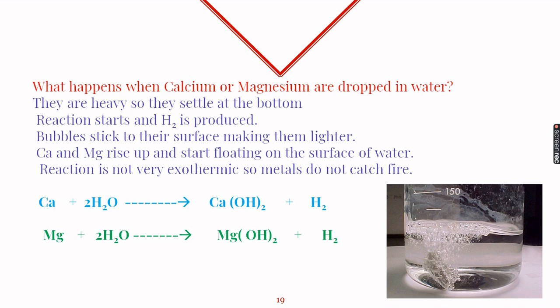When we drop calcium and magnesium, which are not so reactive, the reaction is not that exothermic. So first they will go and settle at the bottom because they are heavier. The reaction will start, and bubbles of hydrogen gas will be produced. These bubbles will stick to the surface of the metal piece, make it lighter, and after some time we will see that the piece of metal will rise up and start floating on the surface of water.